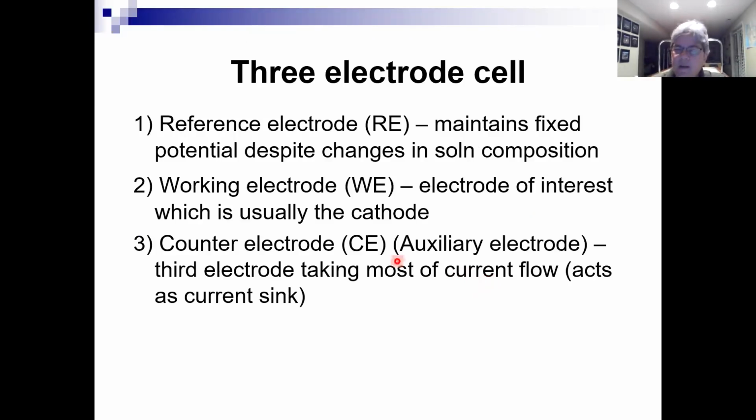So 2 of them we've talked about. There's going to be a reference electrode that always has the same potential. There's my working electrode. This is where I'm applying the potential to deposit copper. And now we're going to add a third one called a counter electrode. It's also called an auxiliary electrode. And this electrode's job is to actually get most of the current flow through it.